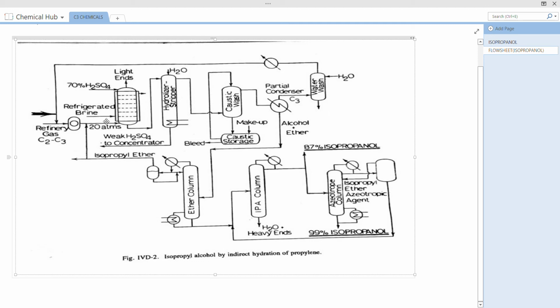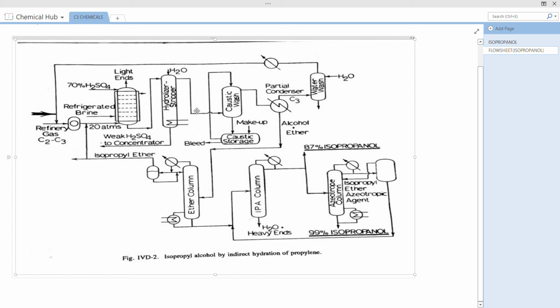Here refrigerated brine is used because the reaction is exothermic, so as to control the temperature, we add a jacketed arrangement to the reactor. Next, the unreacted compounds, which are generally saturated light compounds, are separated as a gas stream from here. Then the solution is sent to the hydrolysis stripper, where it is hydrolyzed in a steam stripper, which removes the organic phase in vapor form.